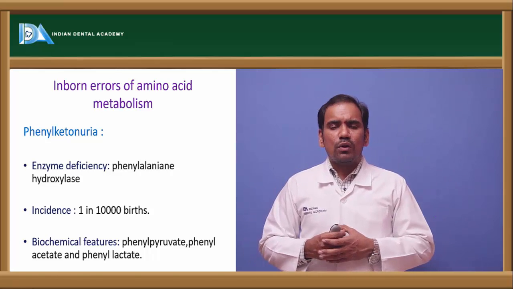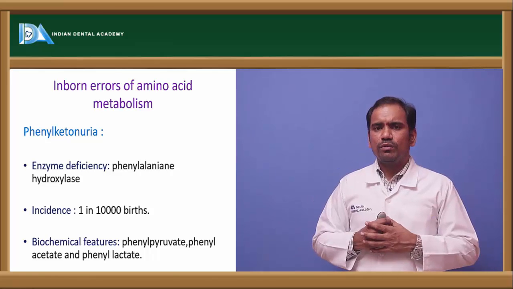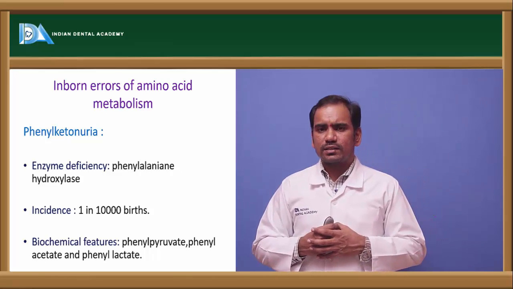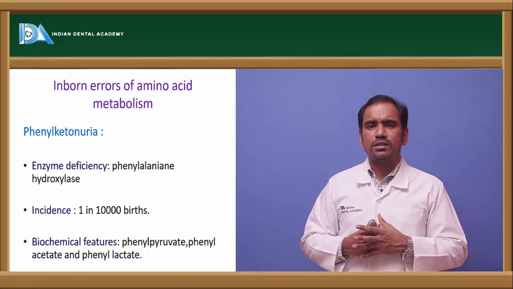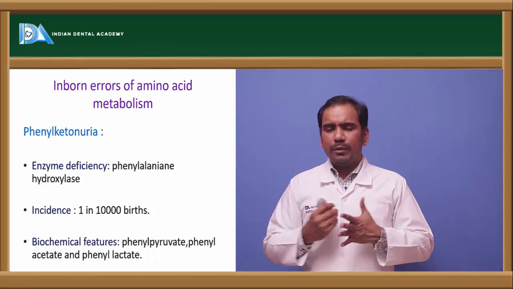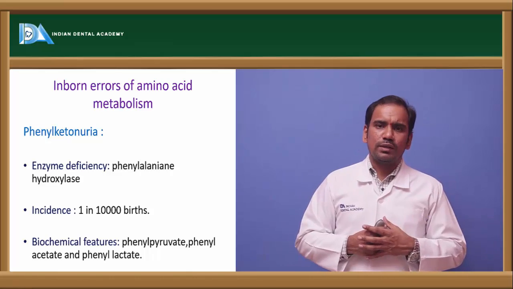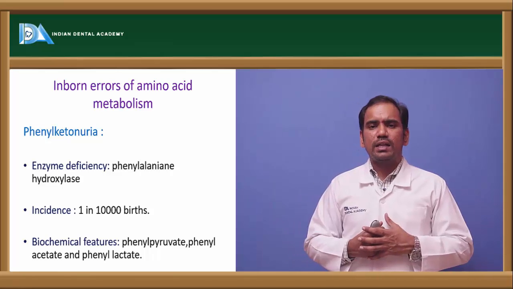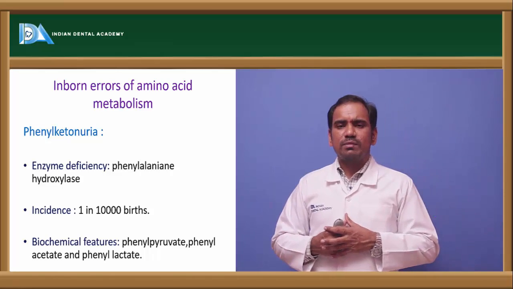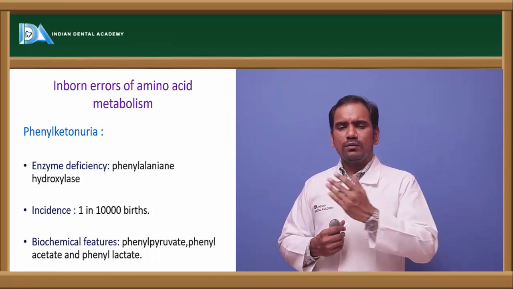Phenylketonuria. All of them have a keto group, phenylketones, and they are excreted in phenylketonuria. So we call it phenylketonuria, in short PKU. Coming to what causes phenylketonuria: the enzyme deficiency in phenylketonuria is phenylalanine hydroxylase. That enzyme converts phenylalanine to tyrosine.